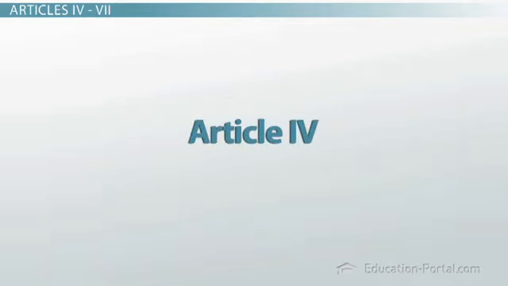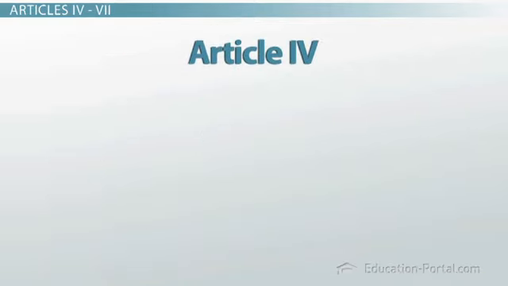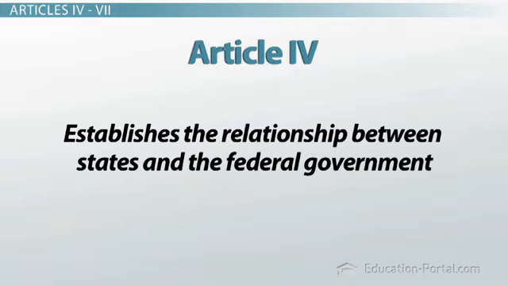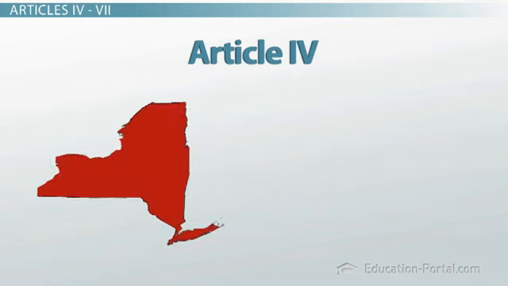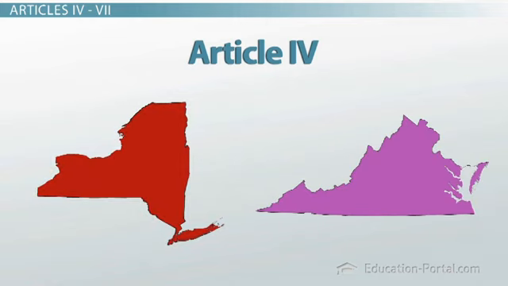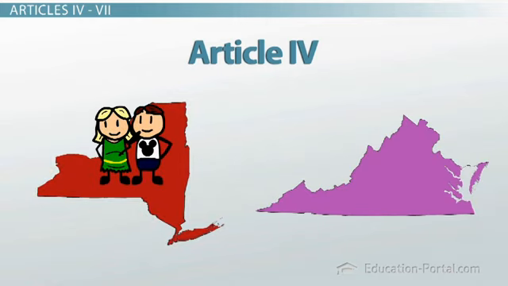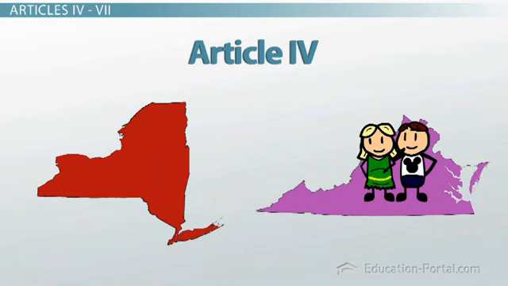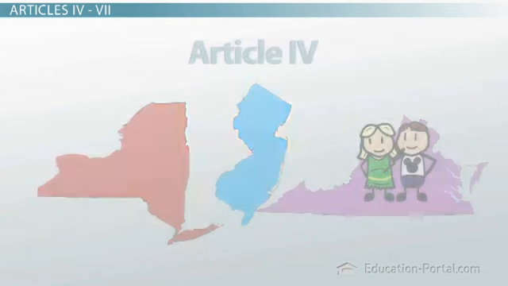So moving on, Article 4, this deals with the relationships of the states and admitting new states. It establishes the relationship between the states and the federal government. It says that states have to honor the laws of other states. As an example, if a couple is married in New York, their marriage is also recognized in Virginia. It also outlines the rules for admitting new states into the Union.